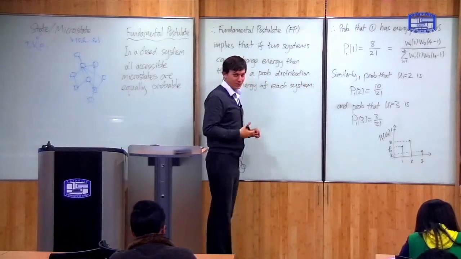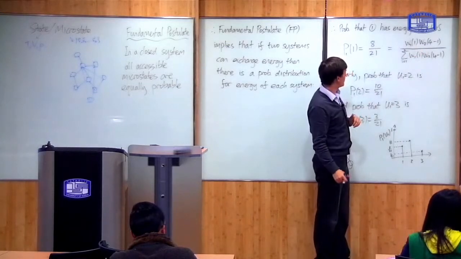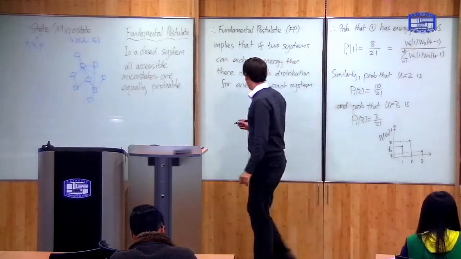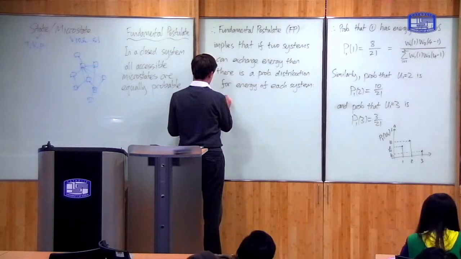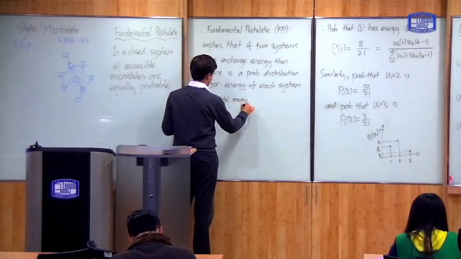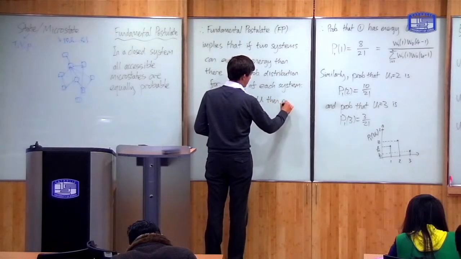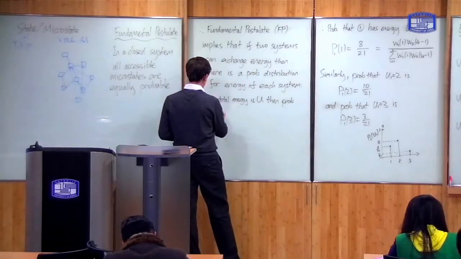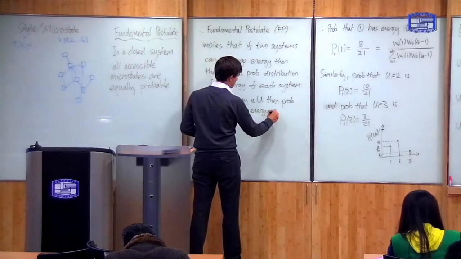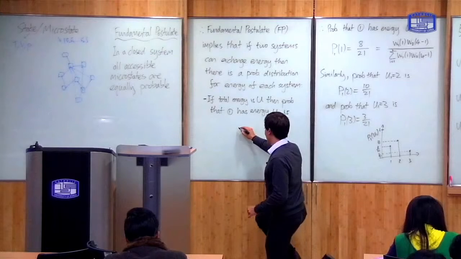Okay, and we've calculated enough to work out the general formula. The general formula is just this. The total energy is U, here 4, and the energy of the first system is U1, here 1. Then I write it something like this. So if total energy is U, then the probability that the first system has energy U1 is given by the formula up there, so let me just write it again.